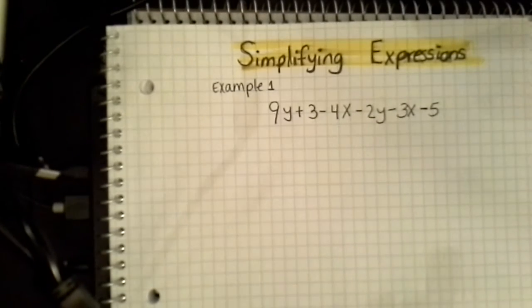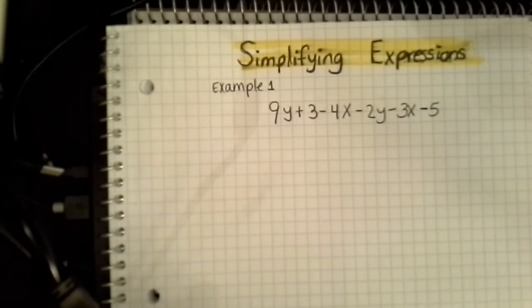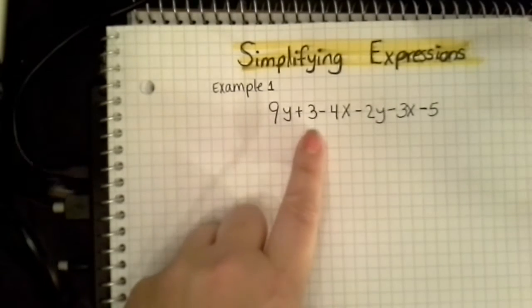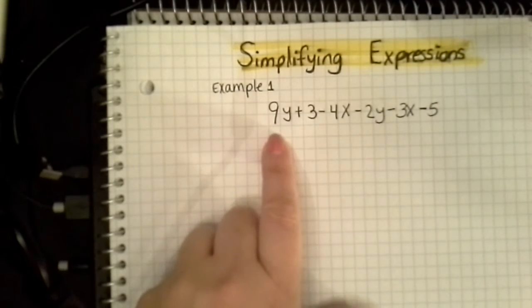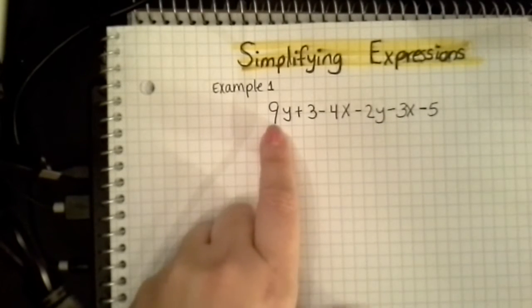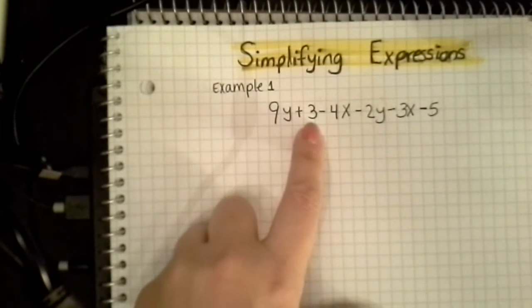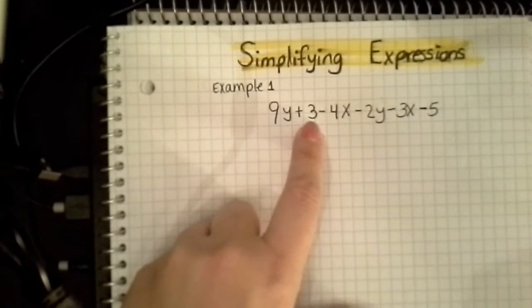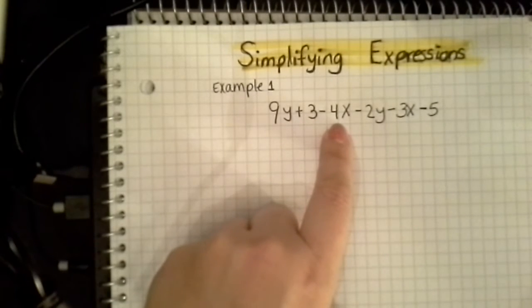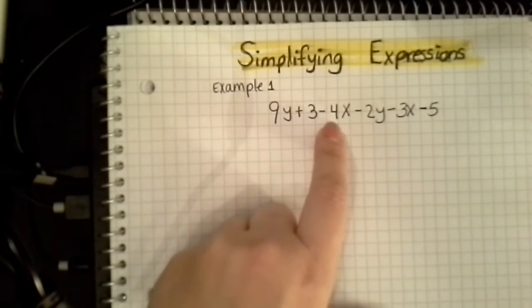The first thing we need to do is identify the terms, that is the variables that have a number in front of them or just numbers on their own. Those are terms. For example, 9y is a term that has a variable of y and has the coefficient of 9. Positive 3 is a term, doesn't have a variable with it, but it's a term of its own. Negative 4x is also a term. It has a variable of x and the coefficient is negative 4. That's the number in front of it.